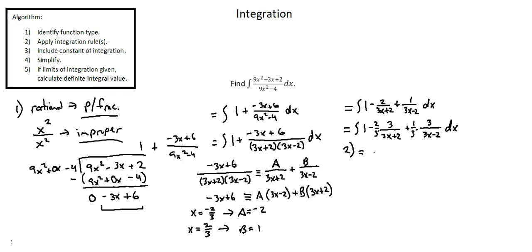So our integral, the first term is 1. 1 integrates to x. The second term, minus 2/3 of the integral of 3 over 3x plus 2, integrates to the natural log of the absolute value of 3x plus 2. And the third term, 1/3 times the natural log of 3x minus 2. Adding our constant of integration, plus C. We've completed steps 2 and step 3.